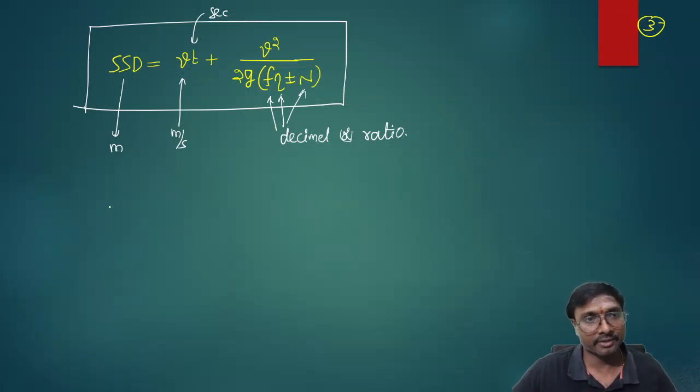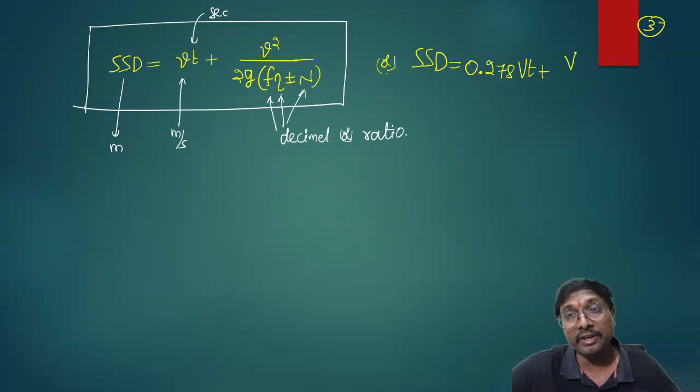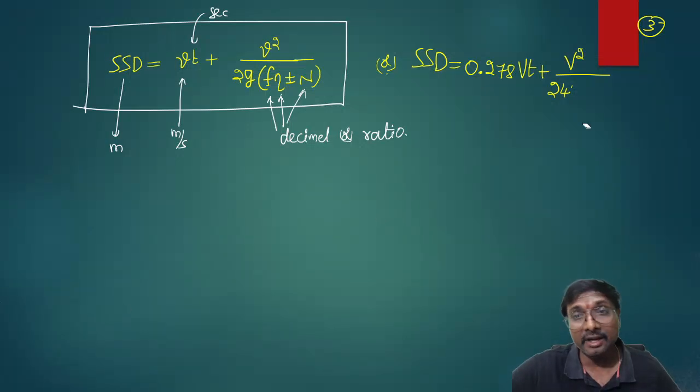Now coming to this, it is also given by another expression, right? What is that? Another expression: SSD will be equal to 0.278 into capital V into small t, plus capital V square divided by 254 into f eta plus or minus n.